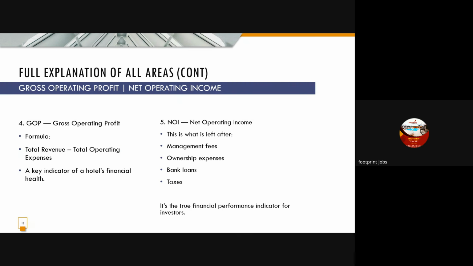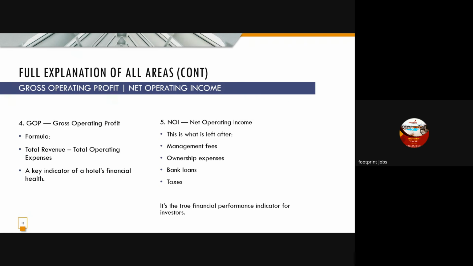Now, how do you calculate gross operating profit? It's very simple. It's very straightforward. For you to get your gross operating profit, you deduct your total operating expenses from your total revenue. What it means is every money you used to generate that particular money. So let's assume you made 10 million in a month and 6.5 million is every money you spent. When you deduct 6.5 million from 10 million, whatever is left is your gross profit, because you deducted all the operating expenses for that particular month.